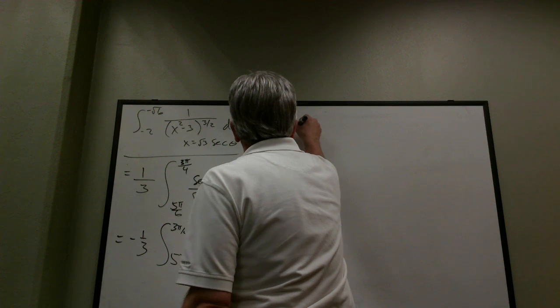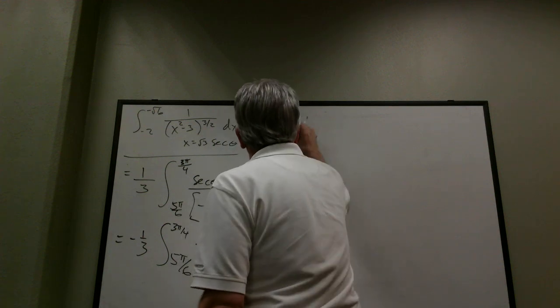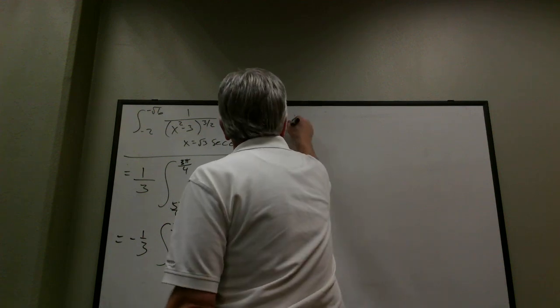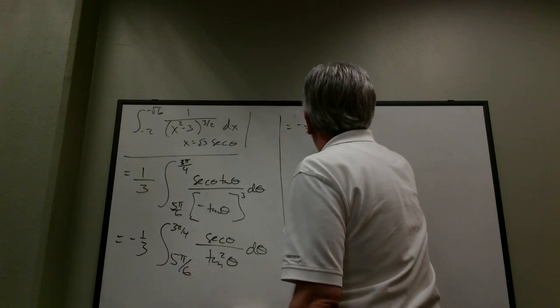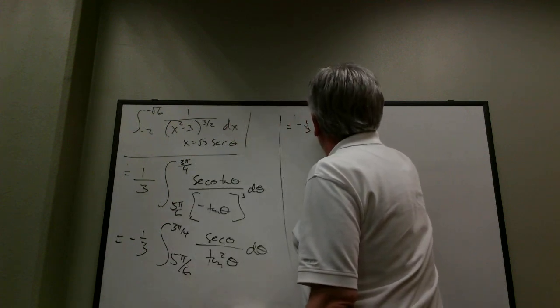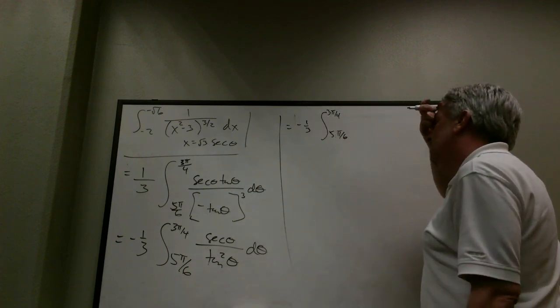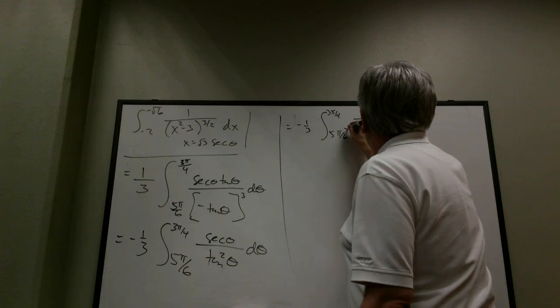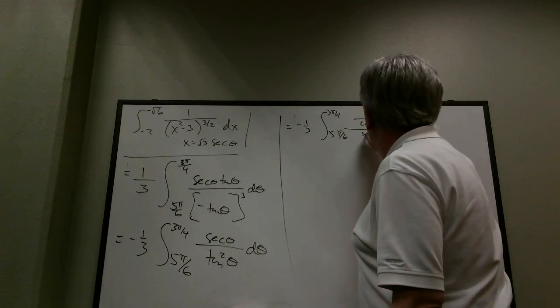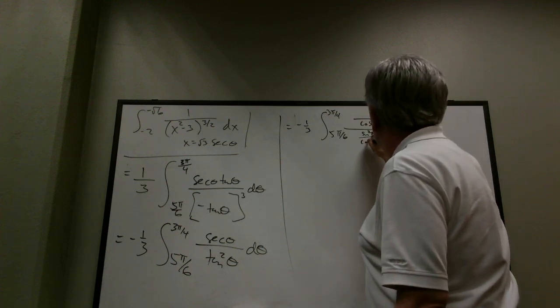So I have negative 1/3. Integral of 5 pi over 6, 3 pi over 4. Secant is 1 over cosine theta. And then tangent squared is sine squared theta over cosine squared theta.